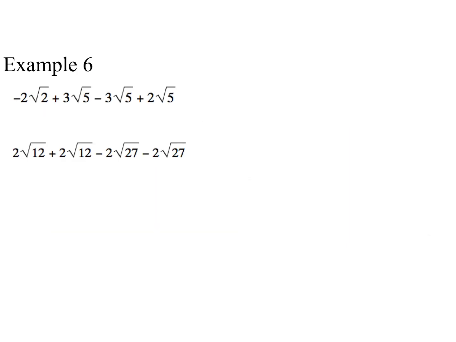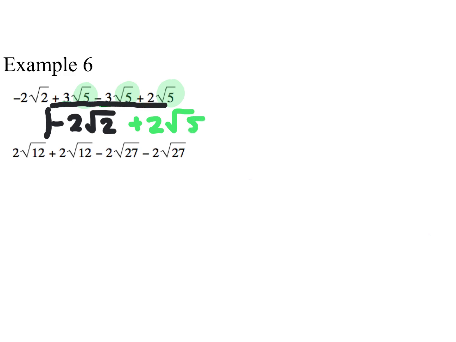For our last two examples, the first one, I can't simplify any of the radicals, so I'm going to start by combining them. The first term is negative 2 root 2. There's nothing else with a radical 2, so I keep it the same. So it's negative 2 radical 2. Then I can identify that I have 3 terms with a radicand of 5, so I can combine the coefficients of these 3. So 3 minus 3 plus 2, which becomes plus 2 root 5. So that would be your final answer.